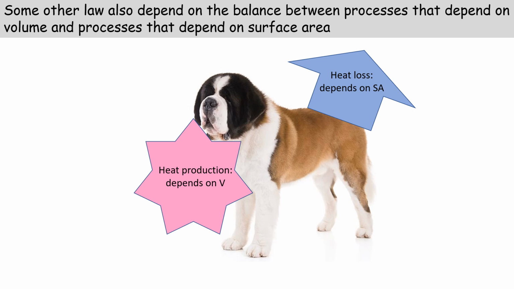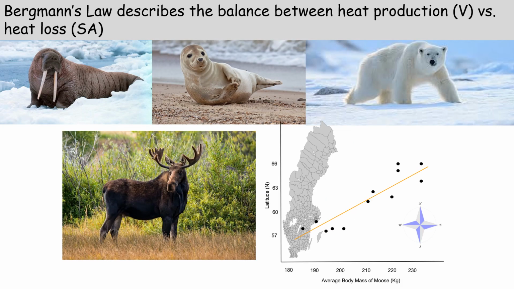So in the struggle to keep an animal warm, it's the balance between heat producing and heat shedding that matters, and thus depends on the volume to surface area ratio. Processes that depend on volume, such as heat production, are favored by larger animals. This argument is the basis of something called Bergmann's law, which states that animals get larger as the climate gets colder. Anecdotally, this seems to make sense.